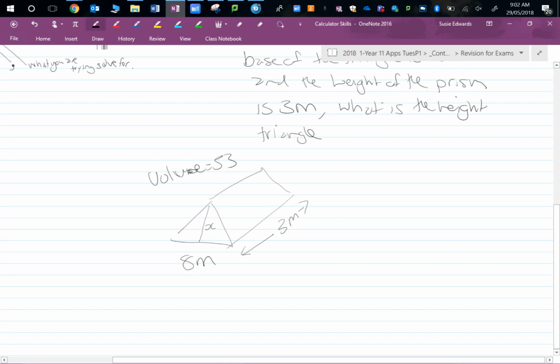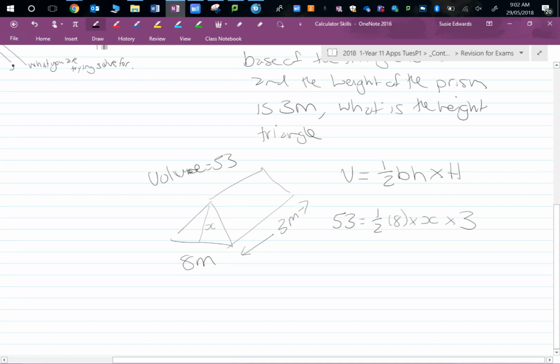Okay, so I've got volume equals, what's the area of the base shape? How do we work out the area of a triangle? Half times base times height. Okay, and then times by the height of the prism. That's our formula. Okay, so I then sub in the numbers. Do I know V? I do, 53. So I've got 53 equals a half of 8 times X times 3.